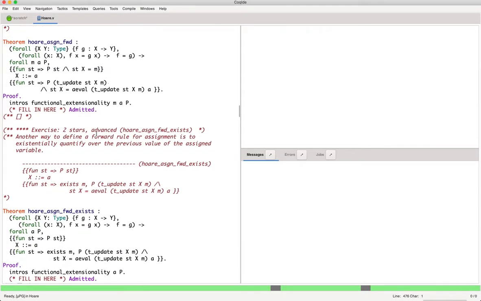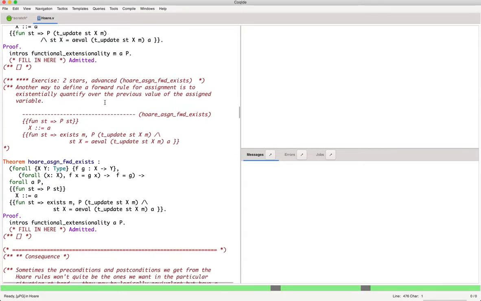And another version is this one here, where instead of having a previous value of X indicated in the precondition up here, there's an exists in the postcondition that says, well, there is some value M which X has beforehand, and the updated version makes everything work. So again, this is a more complicated version of the assignment rule to enable you to reason forwards.